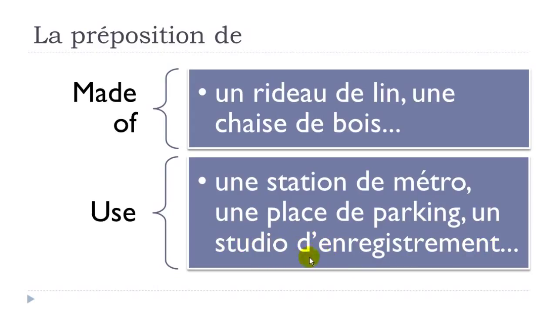As you can see in that case, as usual in French, as we saw previously, we've got this de, but as enregistrement is starting with a vowel, the e needs to go away. So une station de métro, une place de parking, un studio d'enregistrement. So that's this use concept, what you use these things for.